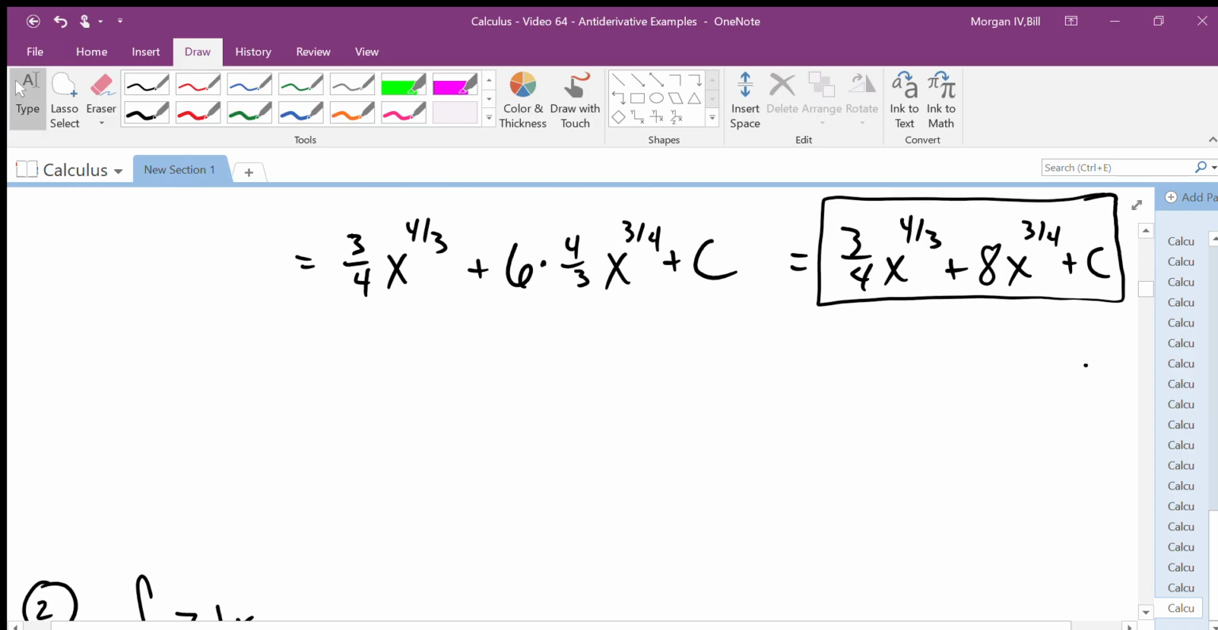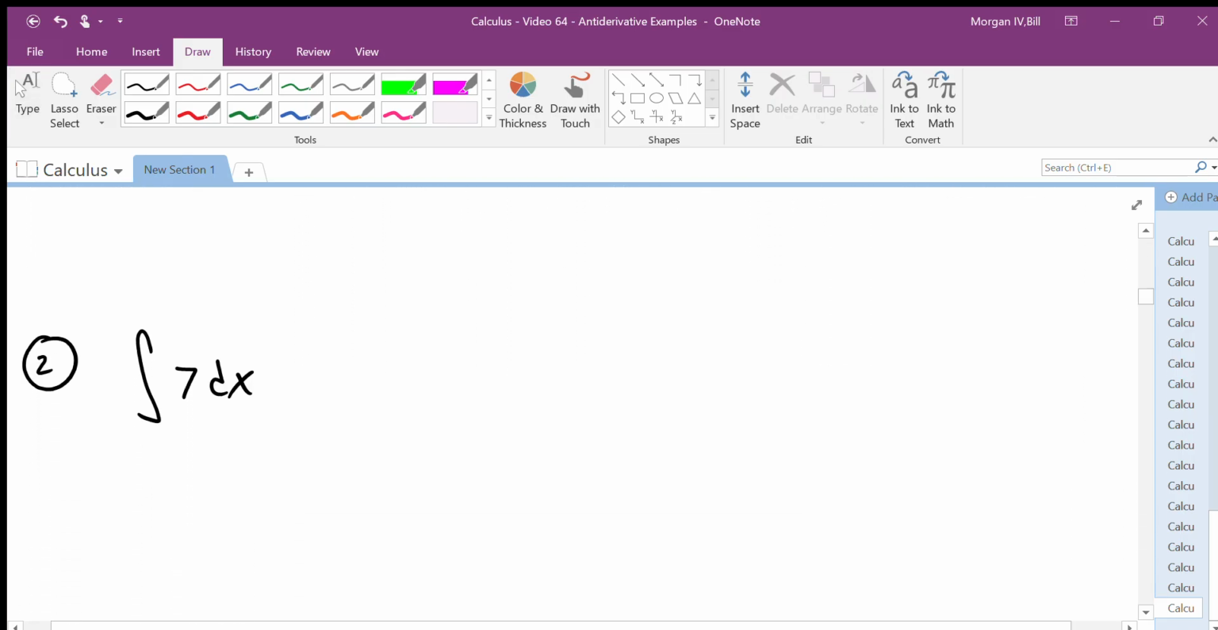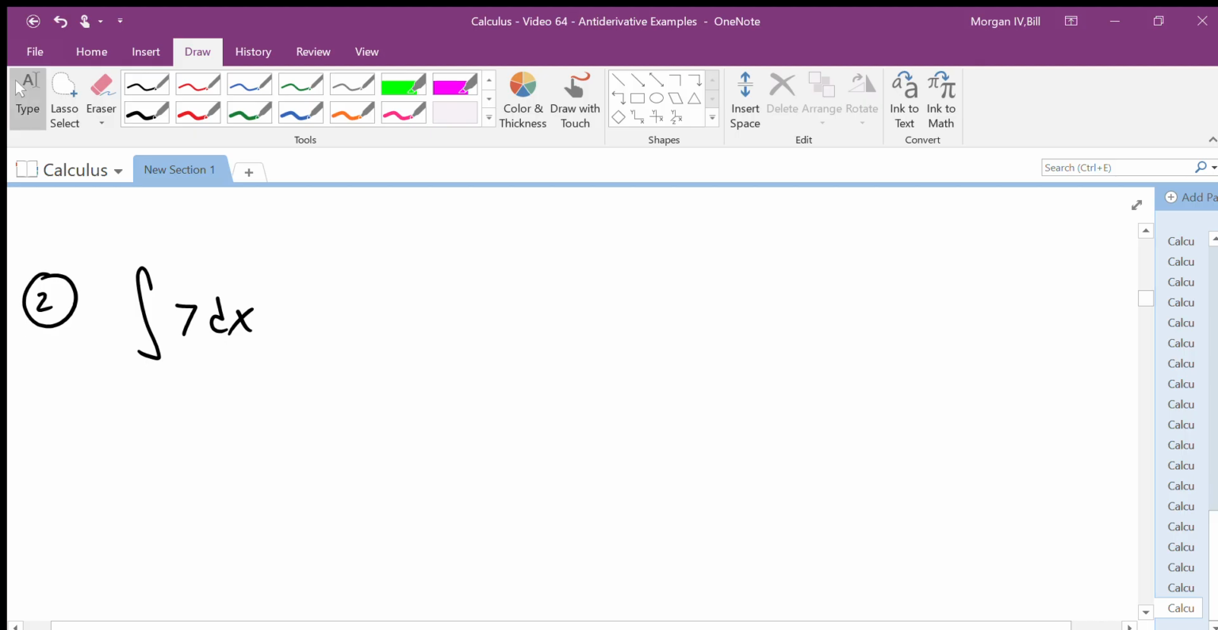Okay, moving on to number 2. Looks pretty straightforward. The integral of 7 dx, we're looking for what is the antiderivative of 7. All right, our function there is 7. What function, if I took the derivative of it, would give me 7? Right, pause the video, work it out.